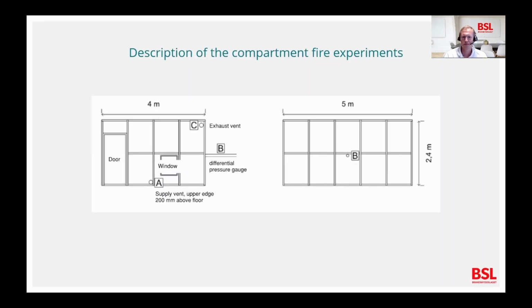Here we see the fire compartment from the full-scale tests. The room measured 4 times 5 times 2.4 meters. The walls and roof were built with wooden studs covered with fire-rated gypsum boards on the inside. At position A, we see the supply duct, positioned with its upper edge 200 millimeters above the floor. At position C, we see an exhaust duct, and at position B, we see a leakage duct, which was closed during the experiments.